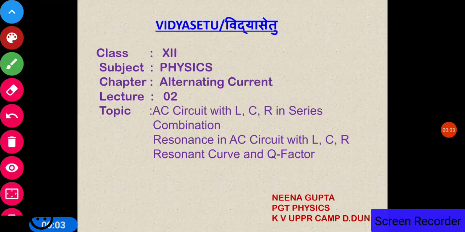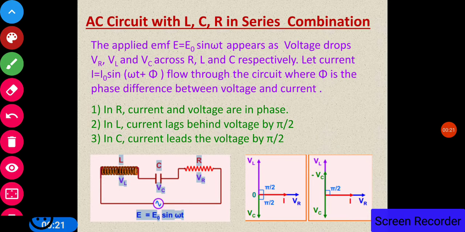Good morning. Today in the chapter Alternating Current, we are going to study the AC circuit with LCR in series combination, resonance in AC circuit with LCR, resonant curve and Q factor. So, let us start to discuss the AC circuit with LCR in series combination.